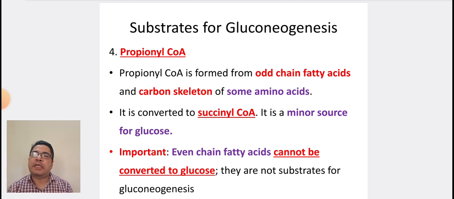Fourth substrate is propionyl CoA. Propionyl CoA is formed from odd chain fatty acids and carbon skeleton of some amino acids. It is converted to succinyl CoA. It is a minor source for glucose. The important point here is that even chain fatty acids cannot be converted to glucose. They are not substrates for gluconeogenesis.